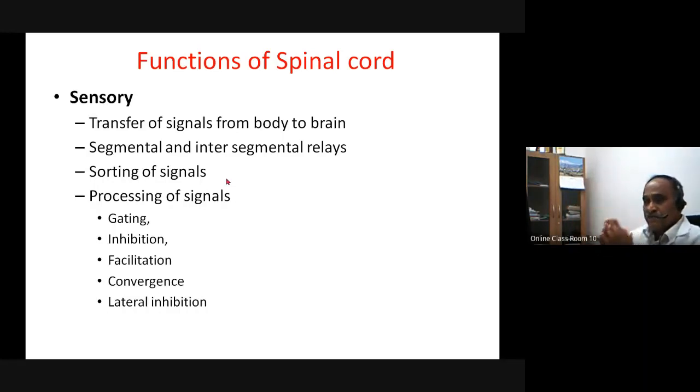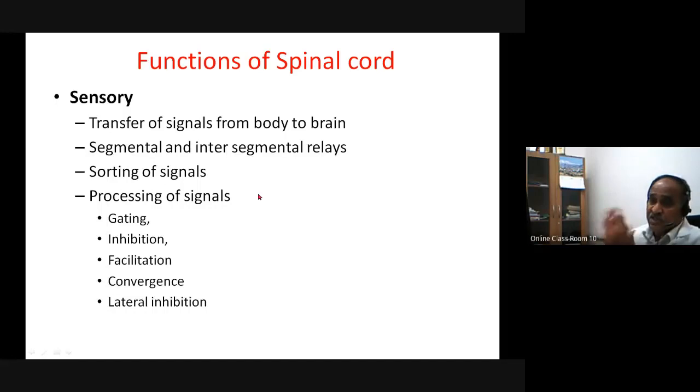It's like a post office. If it is going to Bangalore, this thing is added up, or if it is going to some other place, or Tirupati, things are put. So like that, there is a sorting of the signals here. The signals which are fine touch on one side, pain and thermal sensations on the other side, proprioceptive on one side, like that. So then after the sorting, they process the signals.